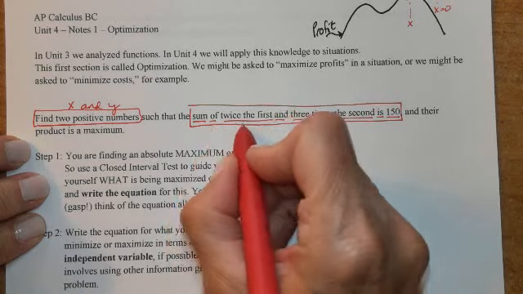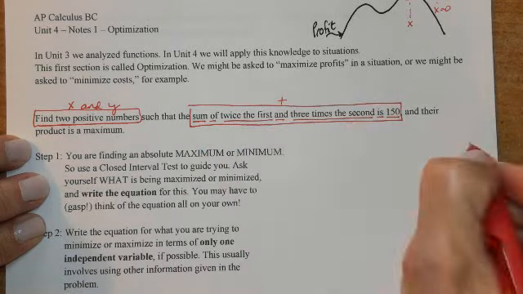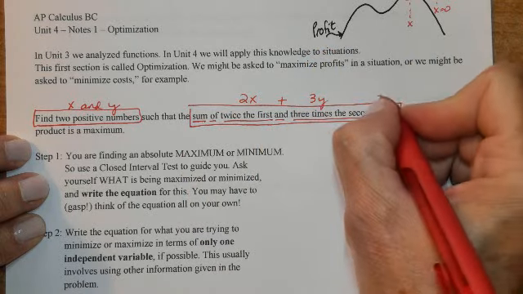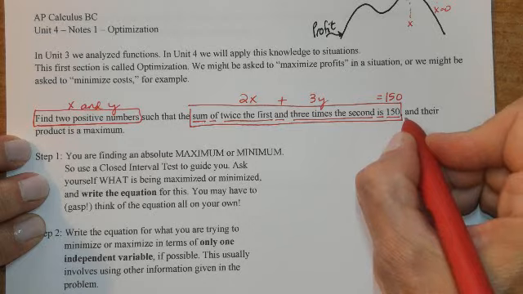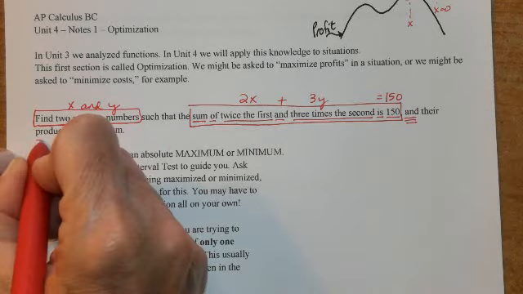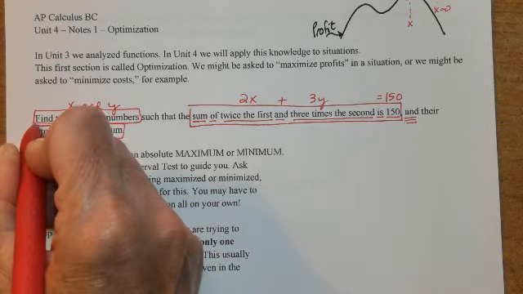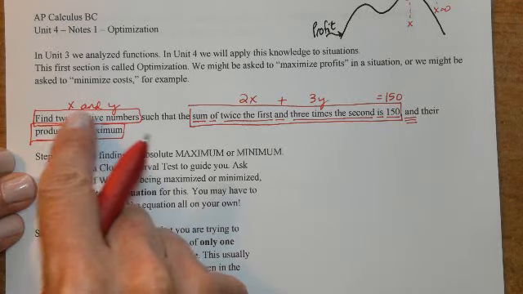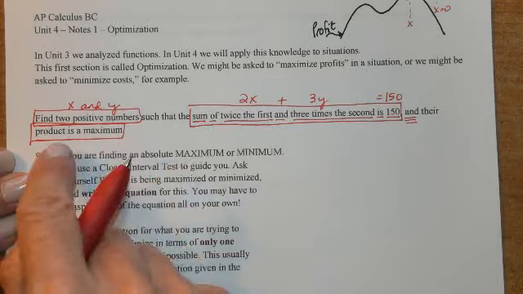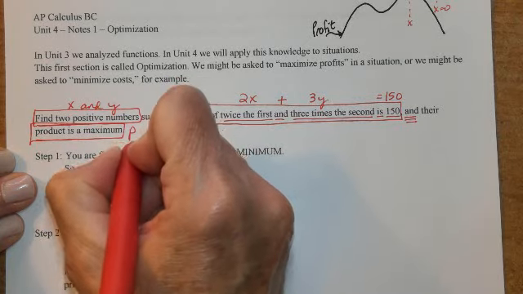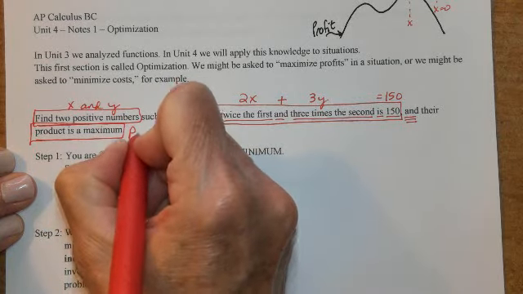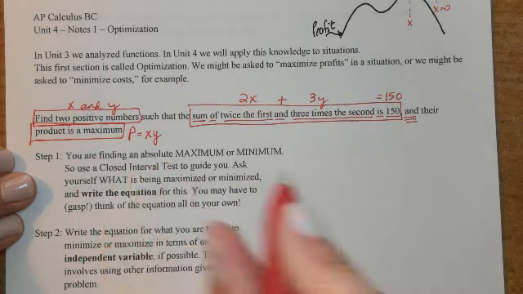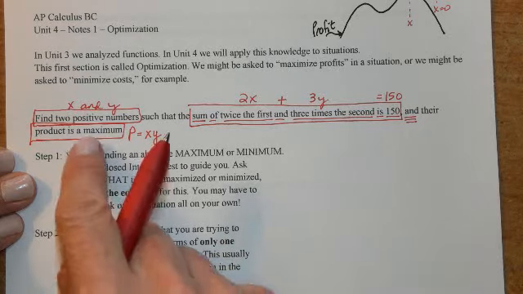So just right there, it's a sum of twice the first and 3 times the second, and that is 150. And their product is a maximum. Their product is a maximum. How can we write an equation that says the product of these two numbers? So I would call that the product, capital P for product, is equal to x times y. You always want to make an equation for what you're trying to maximize.